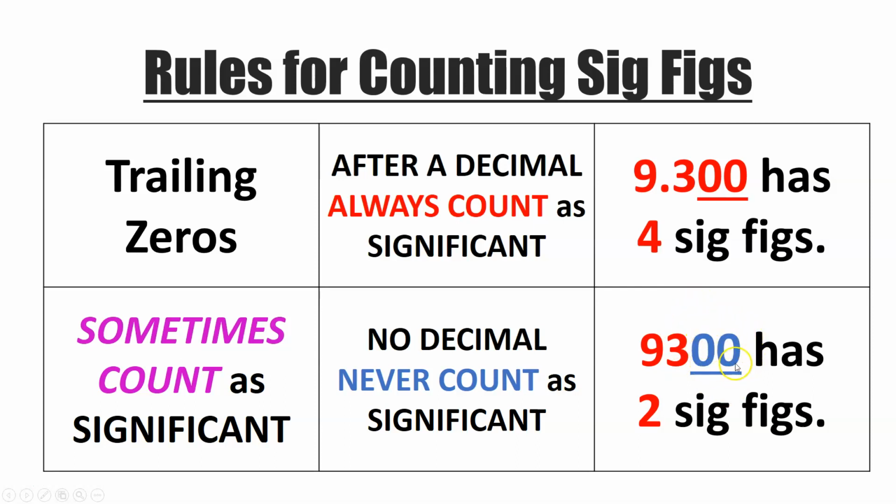We don't really know, is this 9,301? Is this 9,340? We don't really know what these digits at the end are. They were estimated. So the 3 is the last digit that we really know with some level of certainty. So this only has two significant figures.